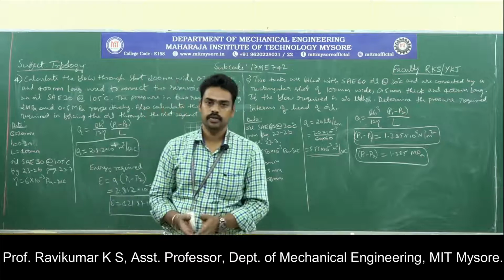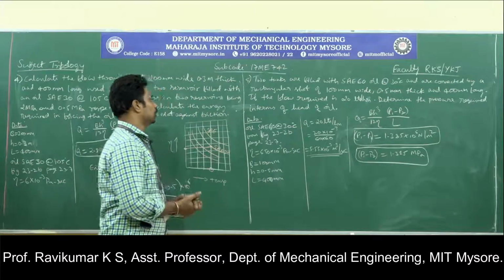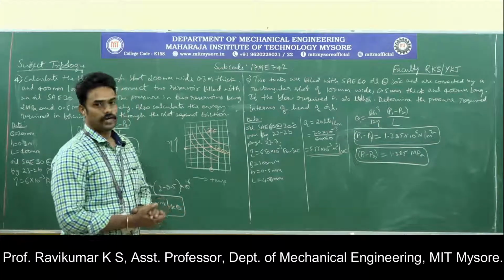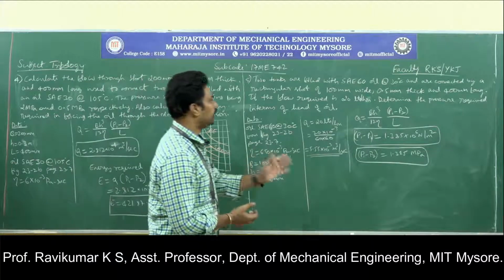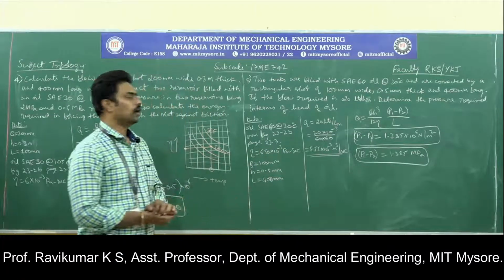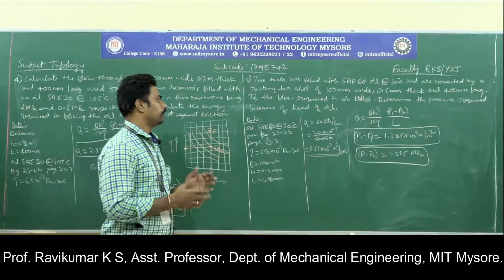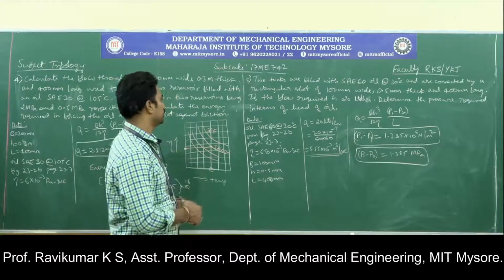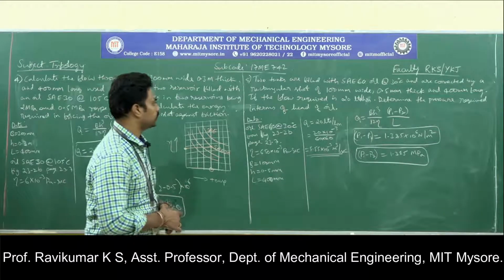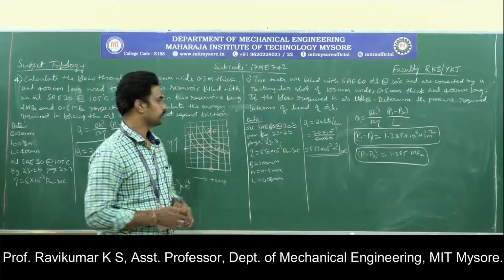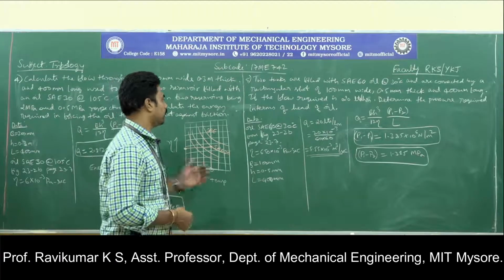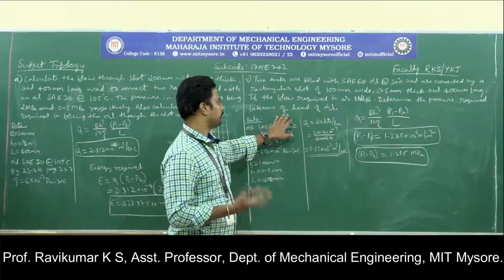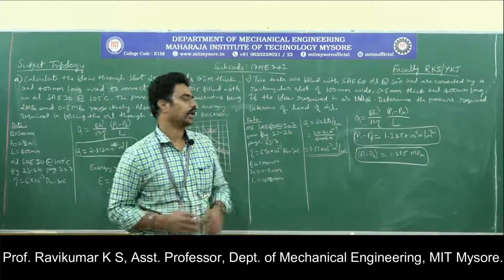Then the next problem, the fifth problem. Two tanks are filled with SAE 60 oil at 30 degrees Celsius and are connected by a rectangular slot of 100 mm wide, 0.5 mm thick and 400 mm long. If the flow required is 20 liters per hour, determine the pressure required in terms of head of oil. So here you need to determine the pressure, that means P1 minus P2 you have to calculate.